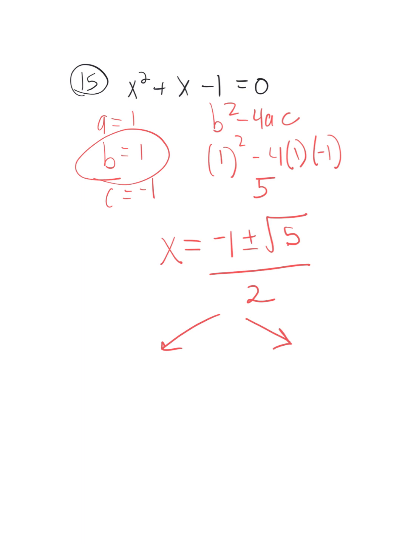My first one, I'm going to put negative 1 plus the square root of 5. Make sure you hit enter or equal, and then divide it by 2. Rounding it to 2 decimal places is 0.62. And then if I calculate the other one, negative 1 minus the square root of 5, hit equals or enter, divide it by 2, round it to 2 decimal places, negative 1.62.